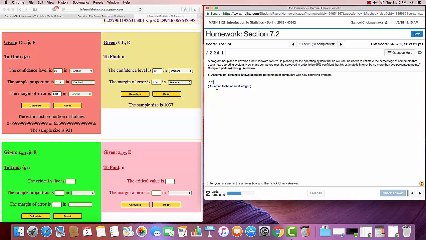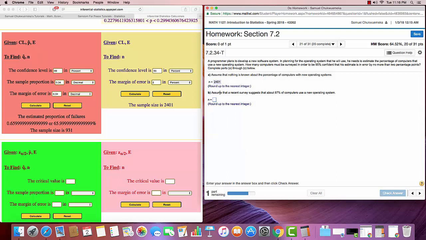A, assume that nothing is known about the percentage of computers with operating systems. What will be the sample size? So I'm going to use this. The confidence level in this case is 95%. And the margin of error is 2%. You select percent. Calculate. So this gives us 2401.